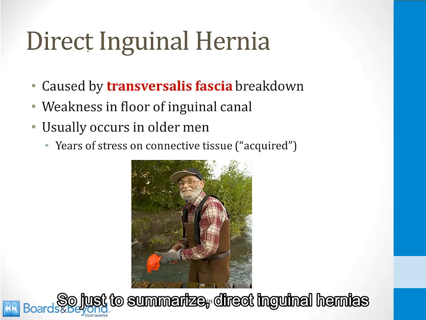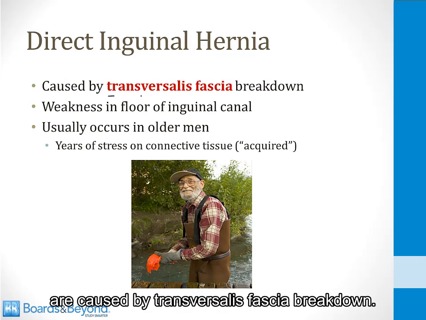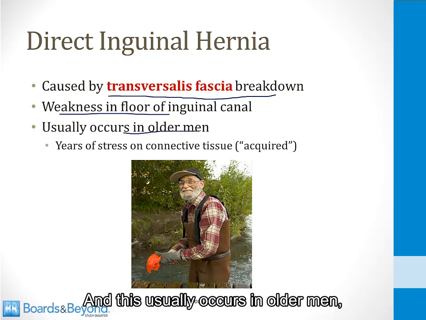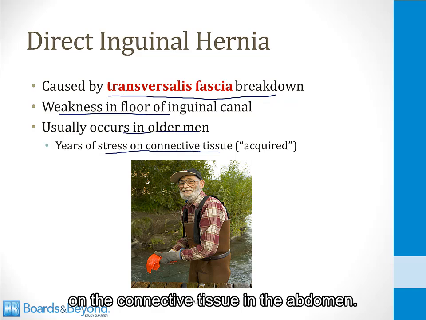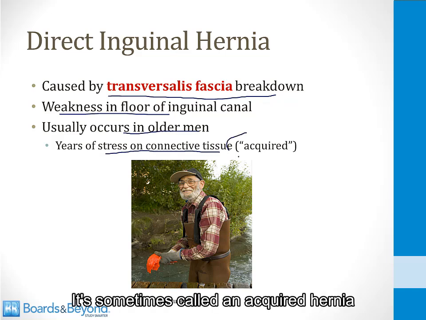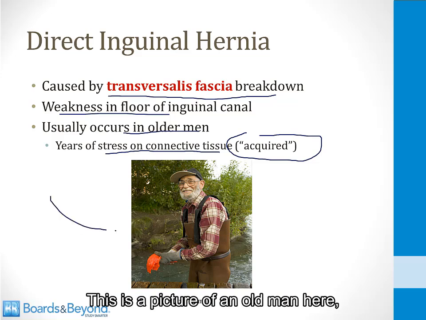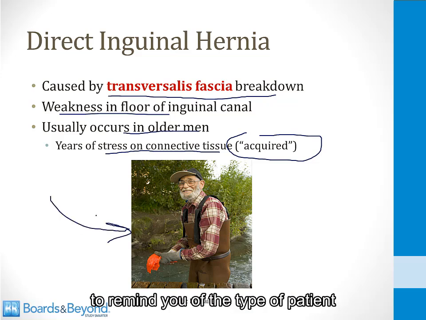So just to summarize, direct inguinal hernias are caused by transversalis fascia breakdown. This is a weakness in the floor of the inguinal canal, and this usually occurs in older men. It happens from years of stress on the connective tissue in the abdomen. It's sometimes called an acquired hernia to contrast it with the indirect, which are congenital. And this is a picture of an old man here to remind you of the type of patient that gets a direct inguinal hernia.